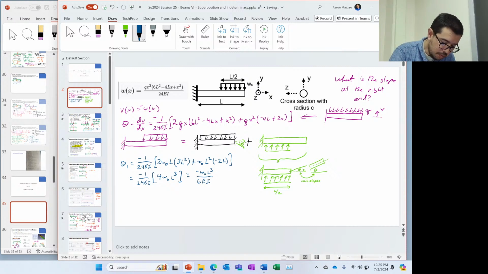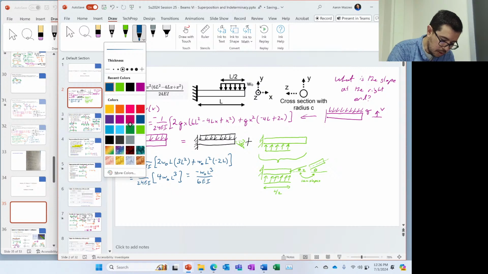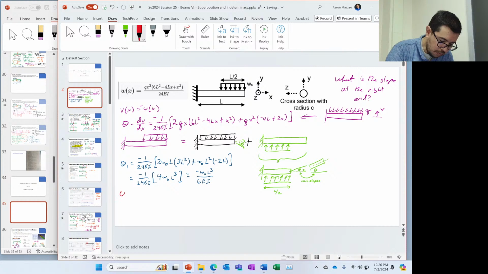Okay, so then on the other one, what do we have? We have theta 2, and this one is going to be, let me use a different color. Okay. So we have theta 2 is equal to minus 1 over 24 EI. And then we have, okay, so this gets a little bit trickier.